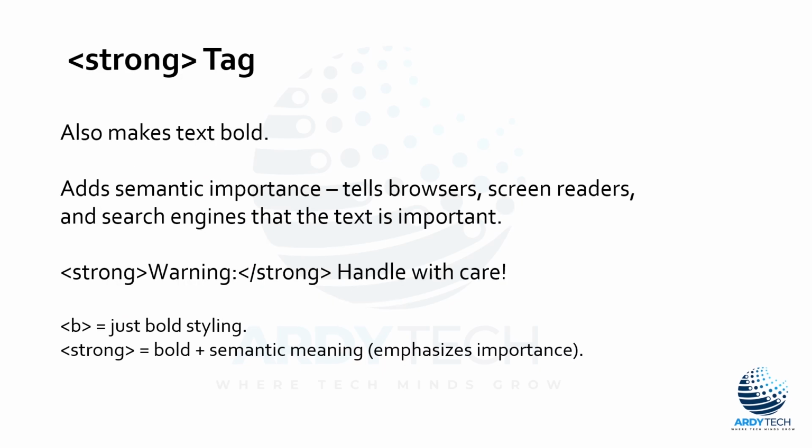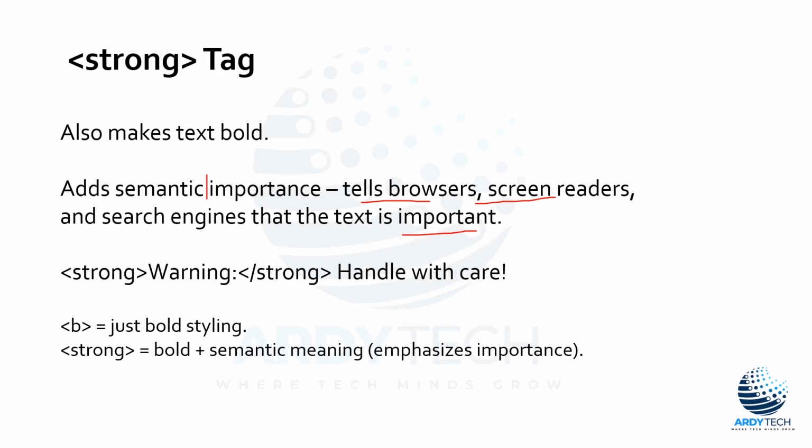Then we also have the strong tag. The strong tag also makes the text bold as compared to the B tag. But here is the difference now. We have what we call semantic importance. Of course, if we use strong, it tells the browser and screen reader as well as search engine that this text is important.